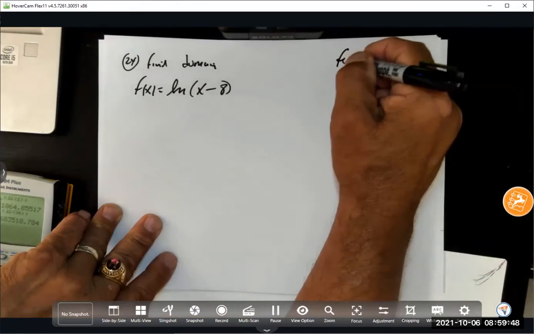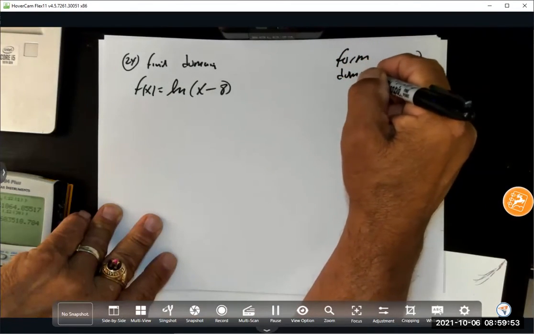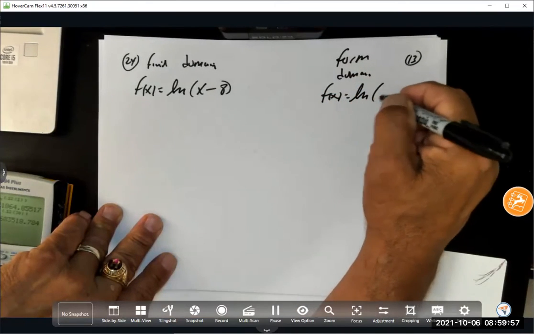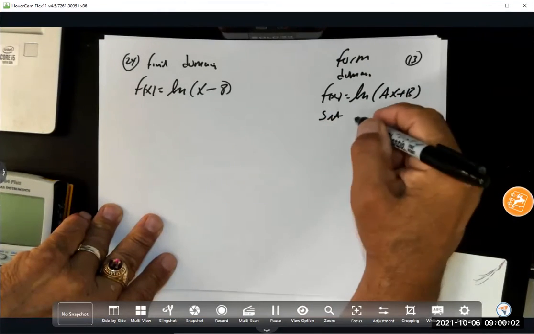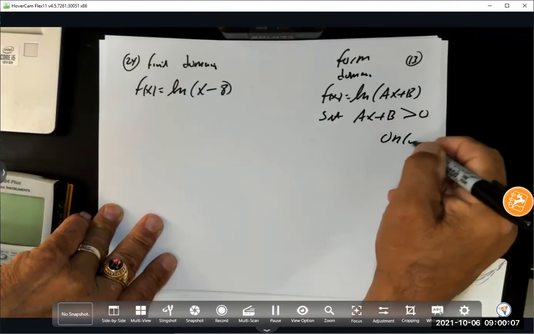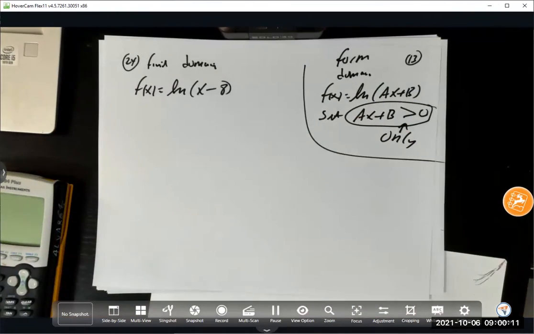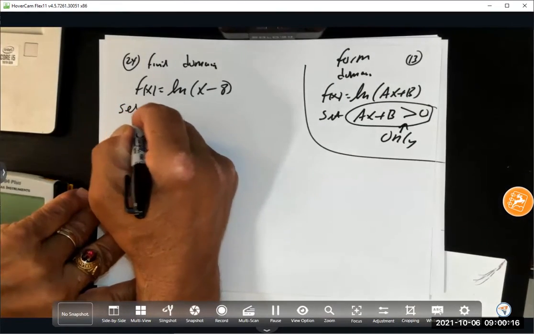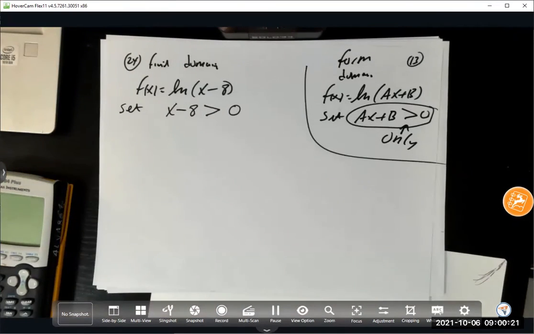All right, there's a formula for this. For the domain of a log, we have log of ax plus b. The way you do that, ax plus b is bigger than 0 only. You see right there? It's not greater than or equal, just bigger. So you're gonna set this one up: x minus 8 is bigger than 0. That's it. Now work it out.